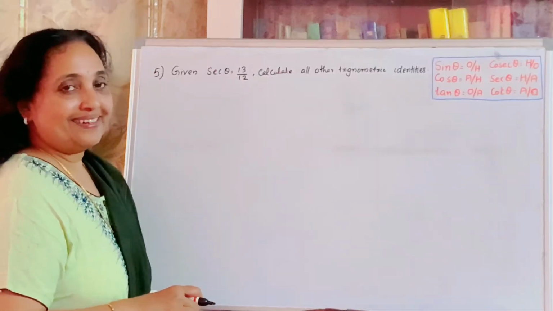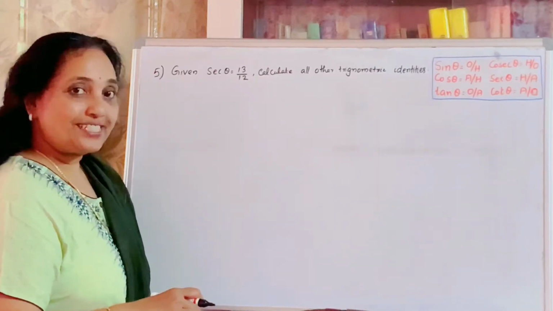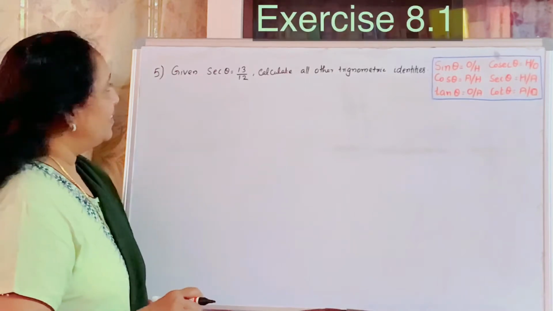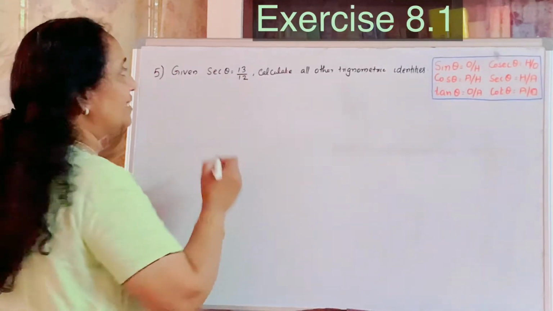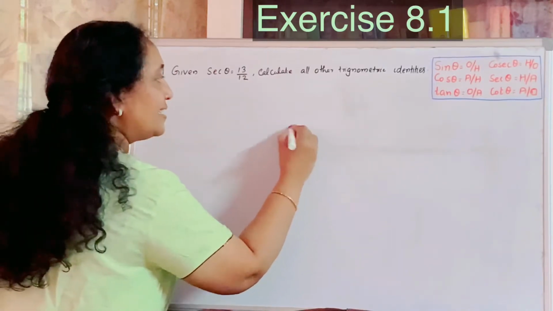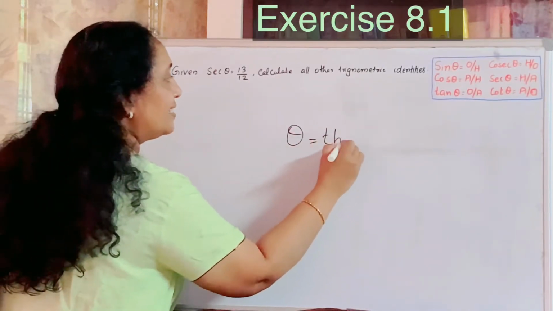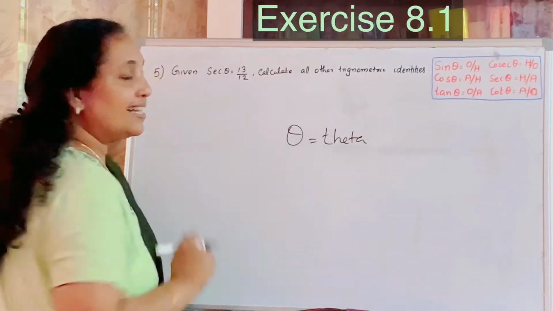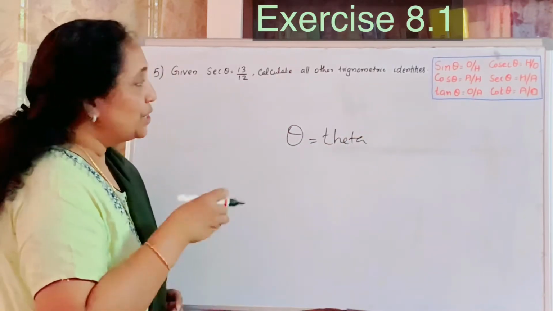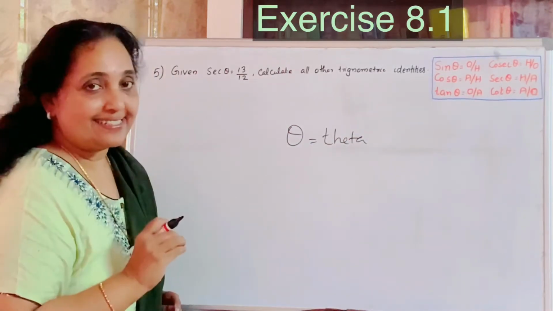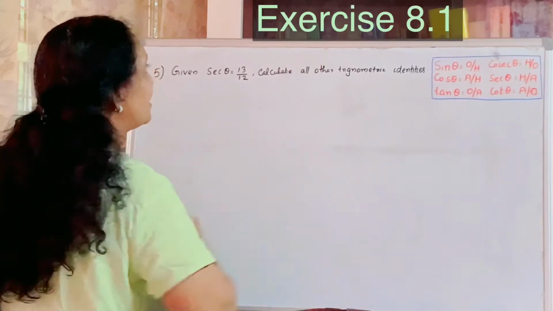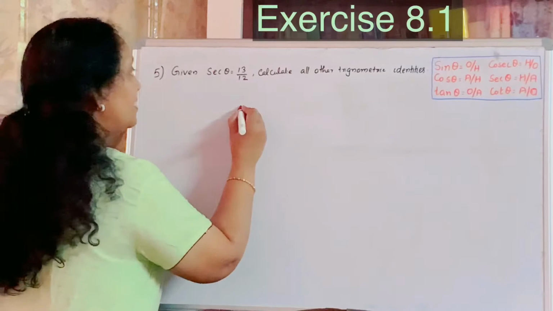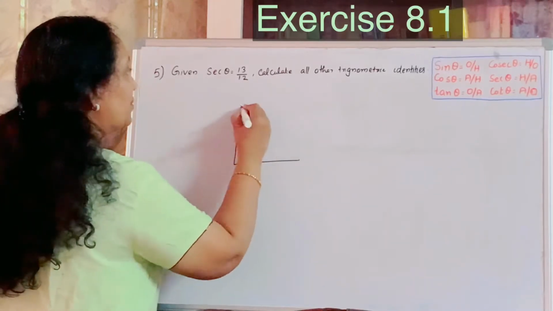Welcome. Exercise 8.1, question number 5. In this question, given that sec theta is equal to 13/2. Theta is a Greek letter used to denote angles. Okay, here given that sec theta is 13/2. That means a ratio is given to us.